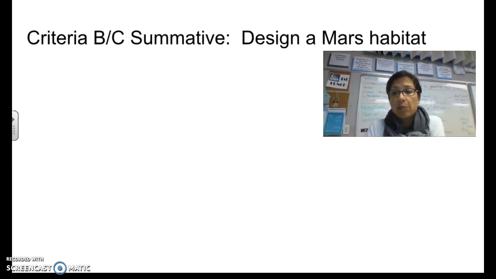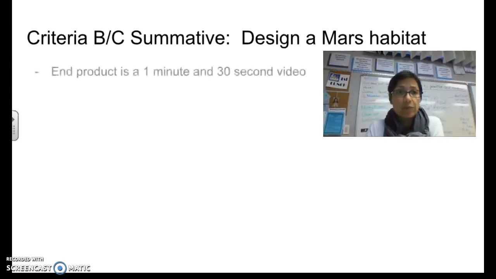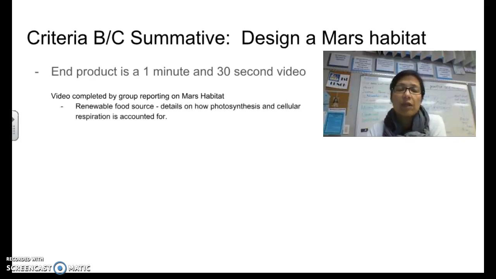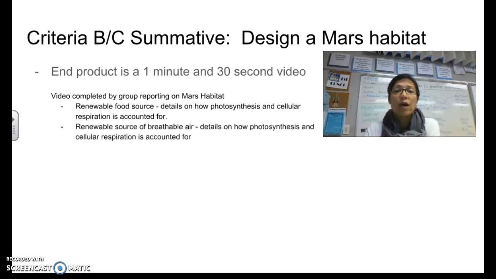This is where they design a Mars habitat with a group. Their end product is a 1 minute and 30-second video. The video is completed by a group reporting on the Mars habitat. It should show a renewable food source, with details on how photosynthesis and cellular respiration are accounted for.